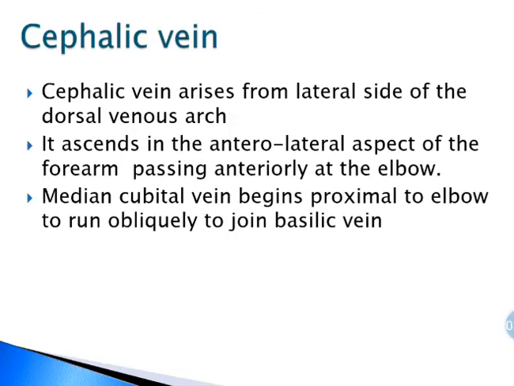Cephalic vein. This vein arises from the lateral side of dorsal venous arch. It ascends in the anterolateral aspect of forearm, passing anteriorly as it comes nearer to the elbow. The medial cubital vein begins here, proximal to elbow, and it runs obliquely in the cubital fossa to join basilic vein.